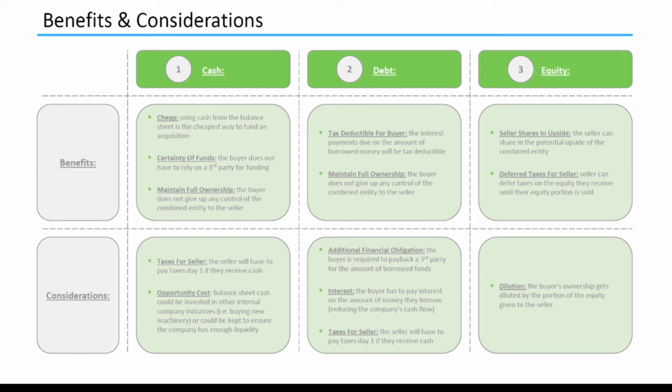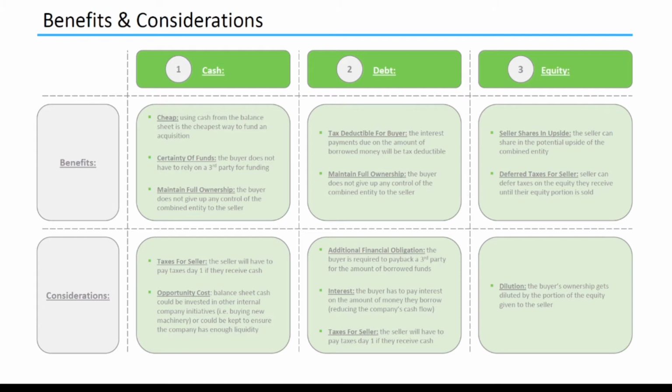Second, certainty of funds. The buyer does not have to rely on a third party for funding, given that it already owns this cash. And third, the buyer does not have to give up any control of the combined entity and will not have to give up any ownership to the seller. Now for considerations. If the buyer uses all cash to pay, the seller will have to pay taxes day one on the amount of cash received.